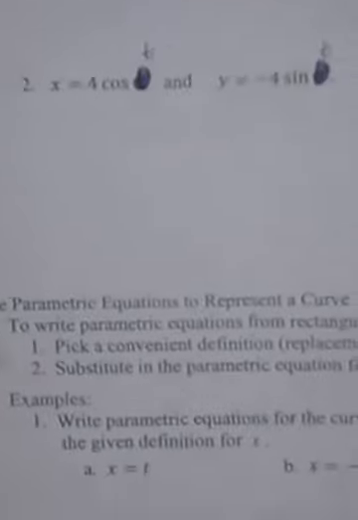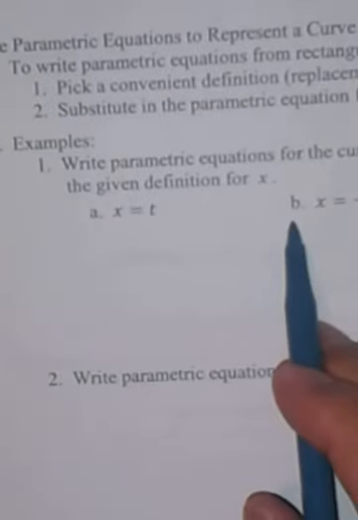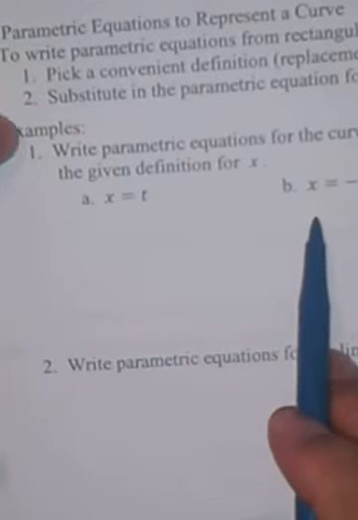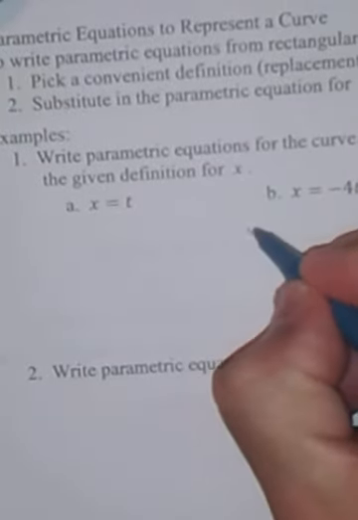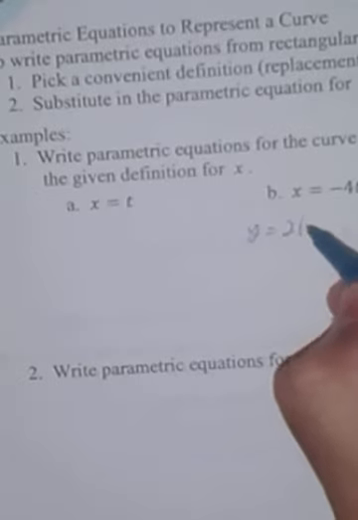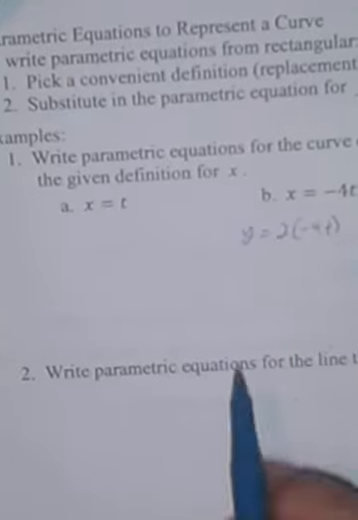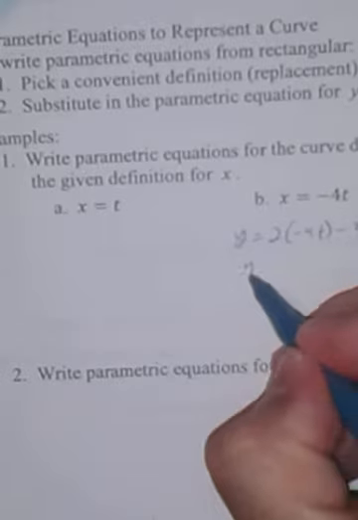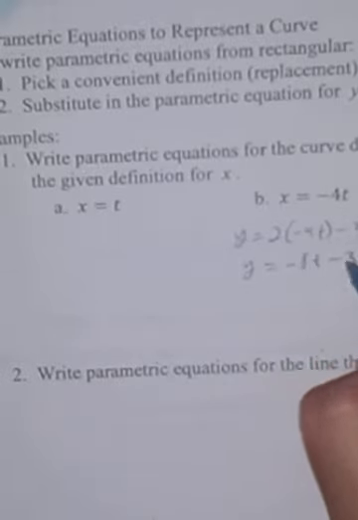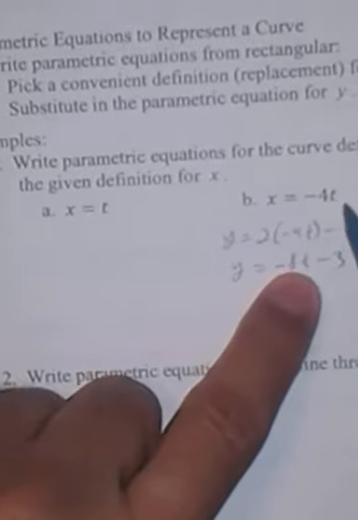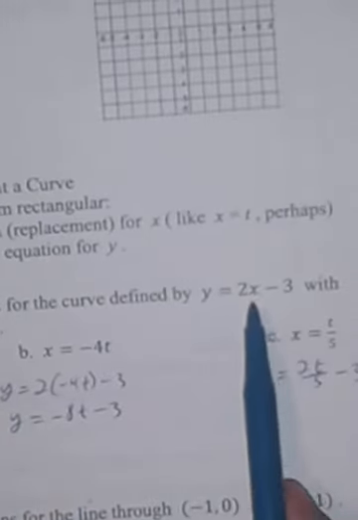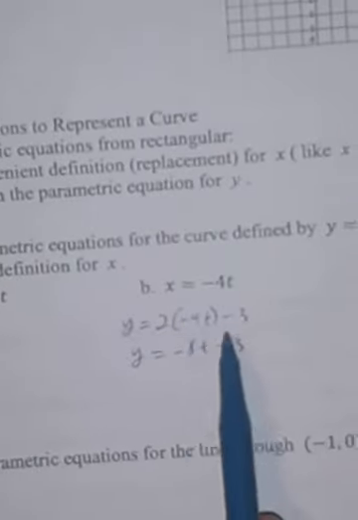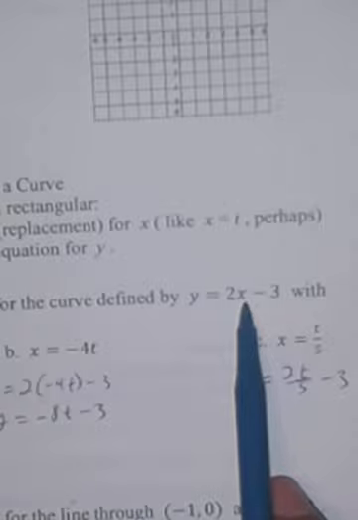All right, let me go back and let's do one more of these since there's a few of them. So let's say we take x equals negative 4t. So y then will be 2 times negative 4t minus 3, because x is negative 4t. This will be y equals negative 8t minus 3. Now remember, these two parametric equations are still replacing the same rectangular equation. So these two different sets of parametric equations will graph out the same line.